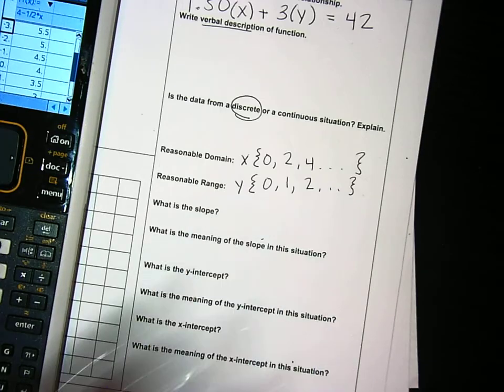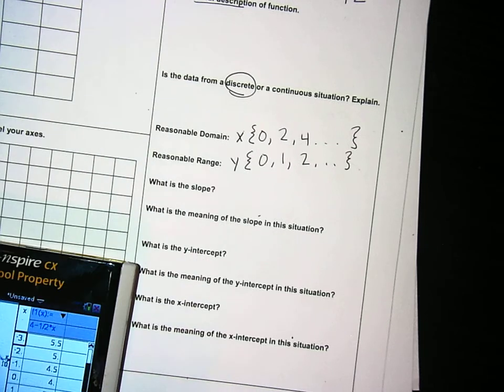So now, what is the slope? Well, if you look at your table, I am going to copy down some of those.